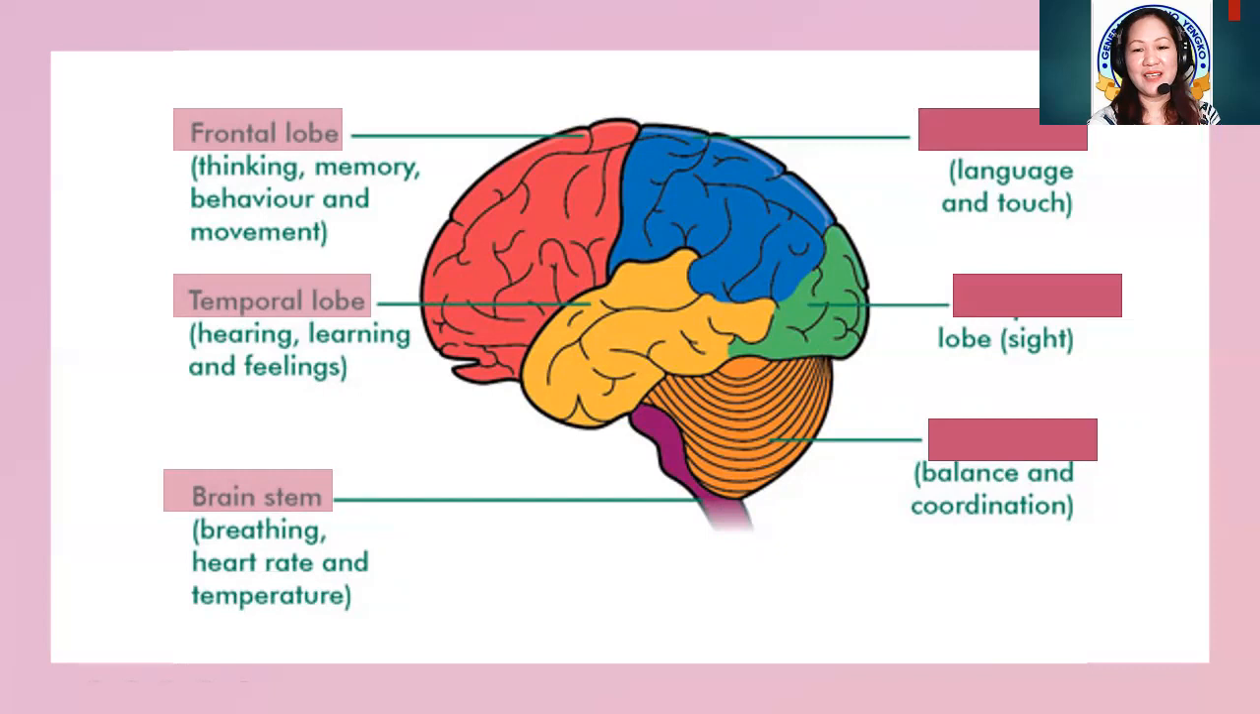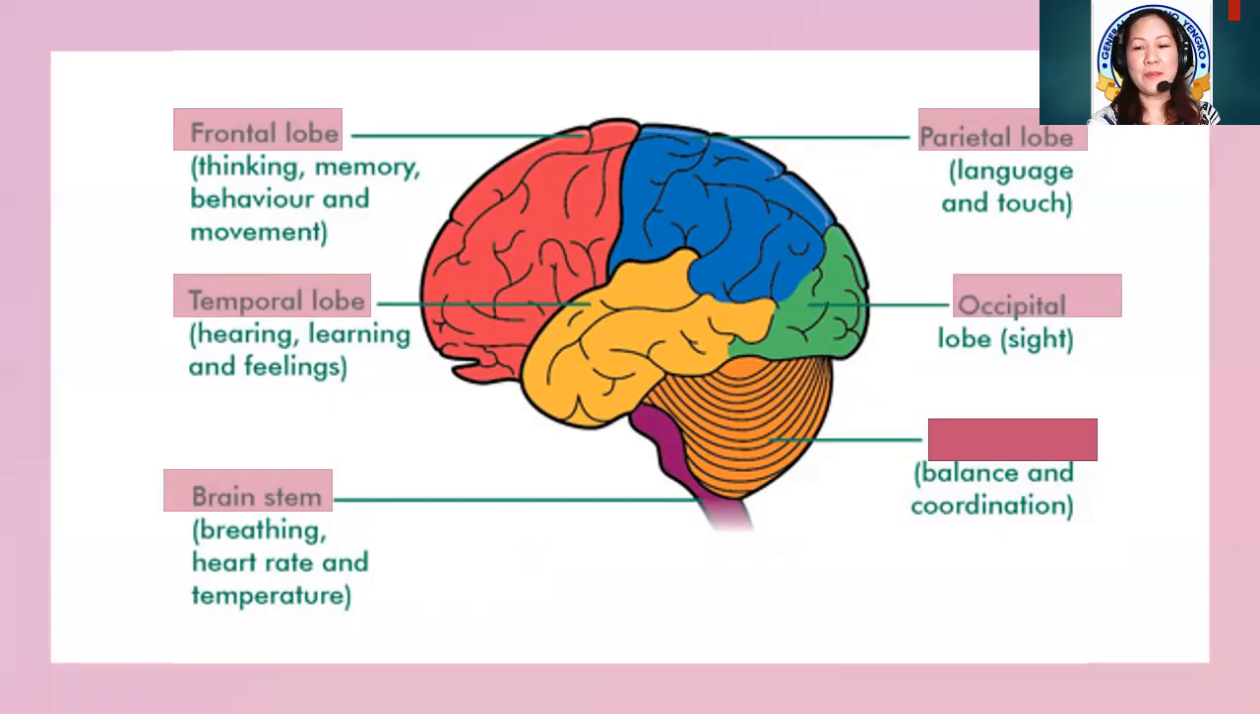Okay, so let's check your answer. It's the parietal lobe. Okay, second to the last. Yan. It is responsible for the sight. Ayan, nabanggit ko kanina to. So what is your answer? Okay, so let's check your answer.